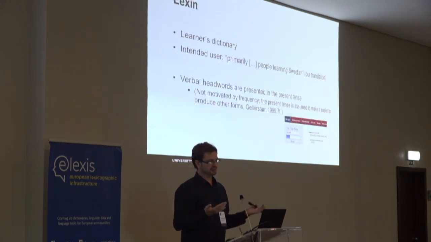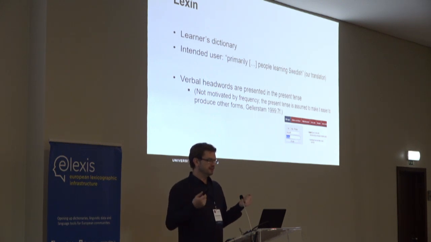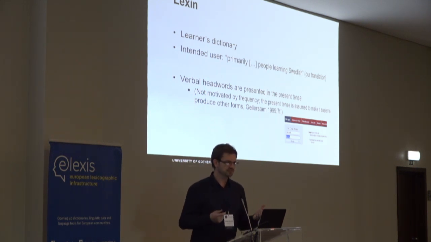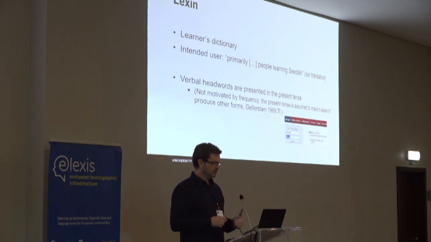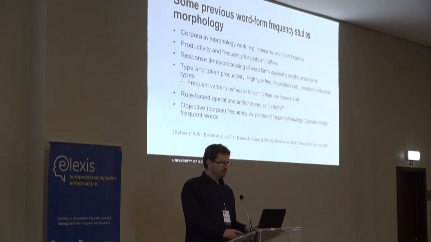And the same goes for Lexin, I would say. It's a learner's dictionary with the intended user being people learning Swedish. The only thing that stands out here is that the verbal headwords are in the present tense, but that's not due to any frequency. It's because it is assumed that the present tense is easier to use when inflecting the verb, at least in some paradigms. Word form frequency studies are, I would say, mostly morphological.